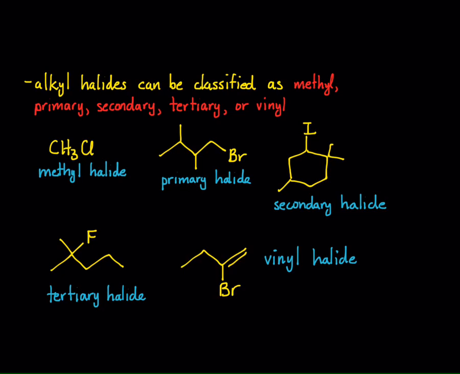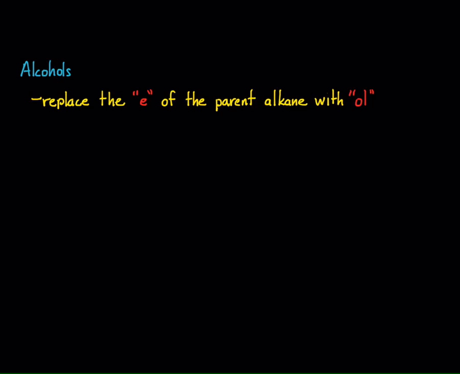And so, keep that in mind that this classification expands into alcohols as well. So let's take a look at how we name alcohols. And we haven't really spent any time talking about the names of alcohols, so I'm going to spend a little bit more time in just terms of the rules of alcohols, and that is that essentially you replace the E of the parent alkane with OL.